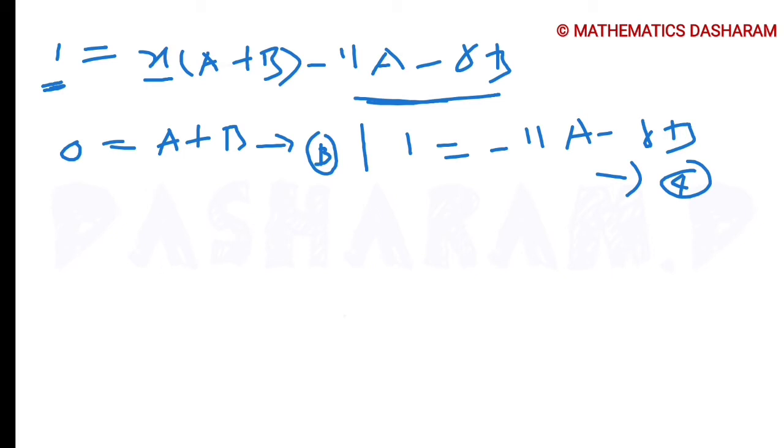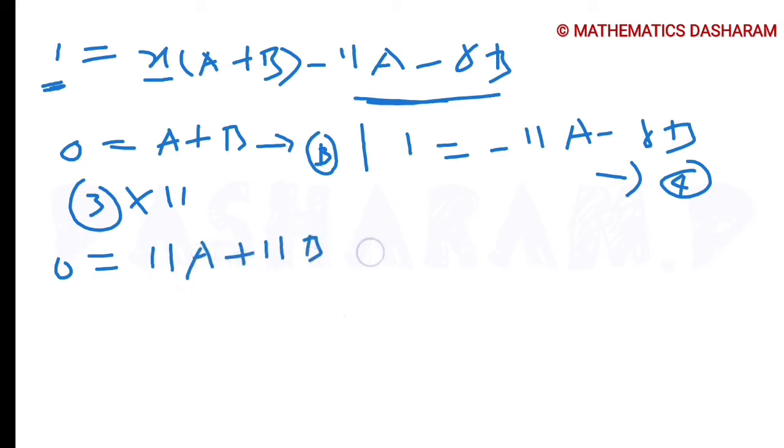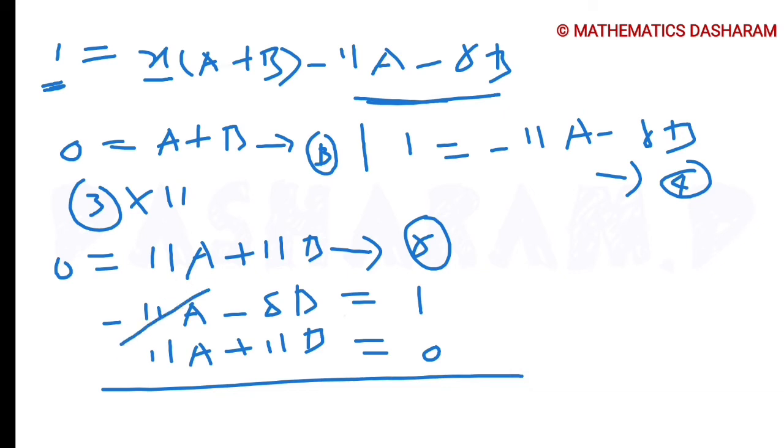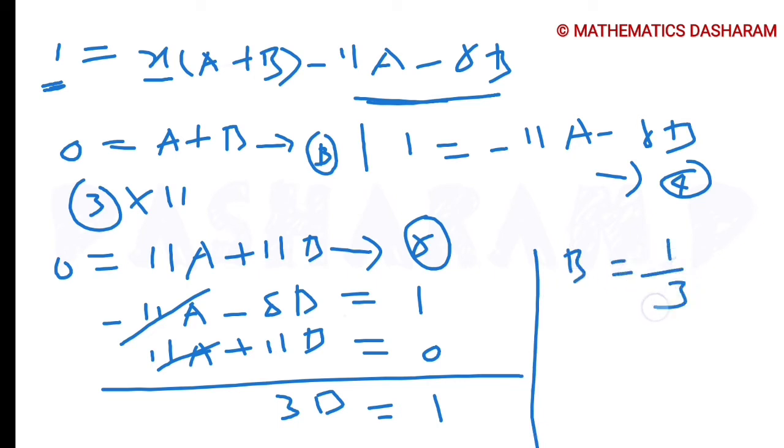Here equation 3 multiply with 11. So 0 into 11 is 0, and 11a plus 11b. So equation 5. So now equation 5 plus equation 4. So minus 11a minus 8b equals 1, next to 11a plus 11b equals 0. So minus 11a plus 11a cancel. Minus 8b plus 11b is 3b, and 1 plus 0 is 1. Then finally b equals 1 by 3.